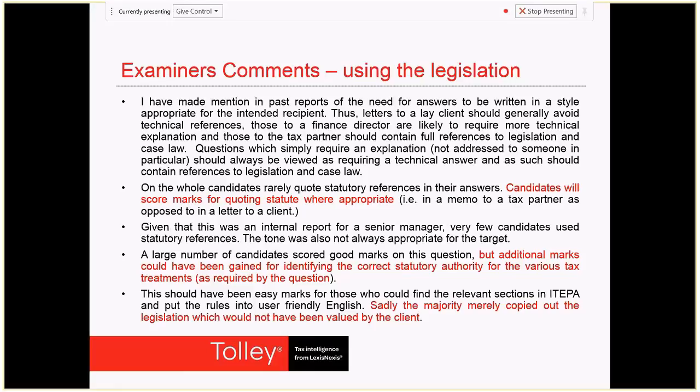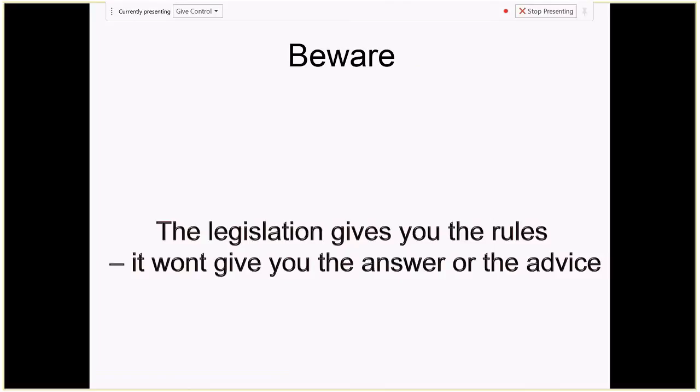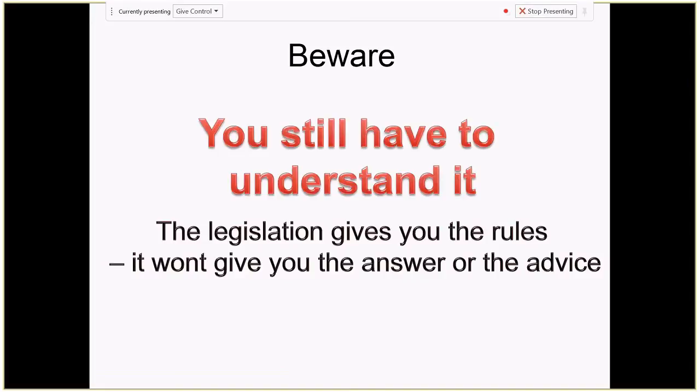Letters to a lay client should generally avoid technical references. Those to a finance director require more technical explanation, and those to a tax partner should have full legislation references and case law if you know it. Questions which simply require an explanation, where you don't know who you're writing to, again, full technical answer. But remember, all you've got there is the rules, not advice. You still have to understand it to actually be able to apply it or give advice.